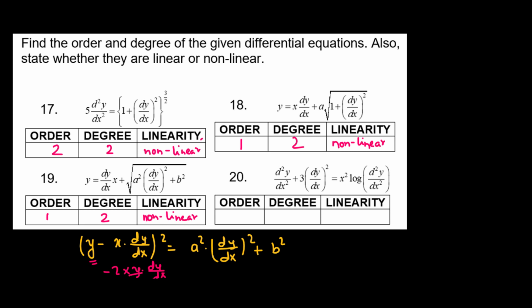Problem number 20. The second derivative of y with respect to x plus 3 times (the first derivative of y with respect to x) squared equals x squared times log of the second derivative of y with respect to x. The highest order differential coefficient present is 2. So the order is equal to 2, and the degree here is undefined.